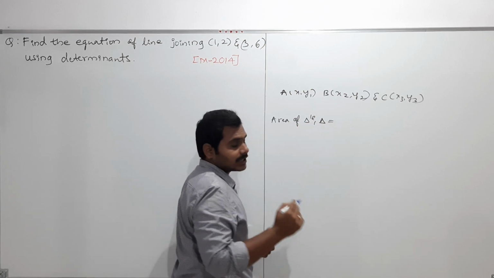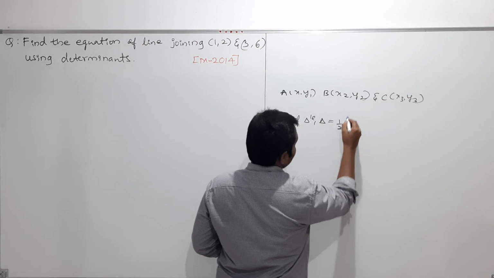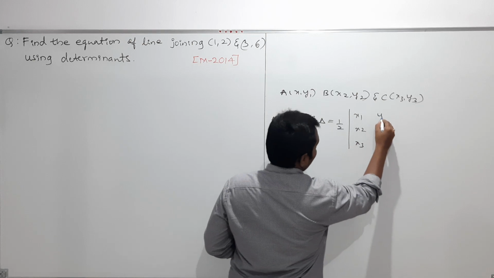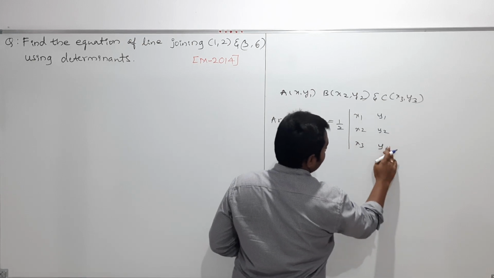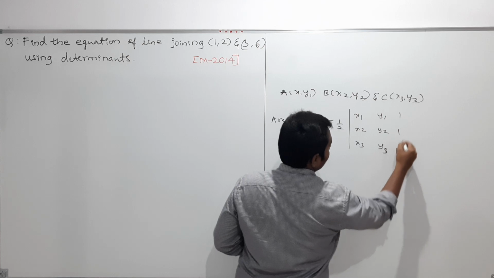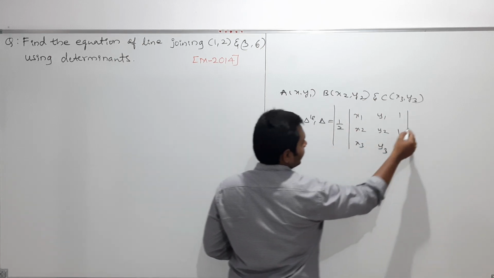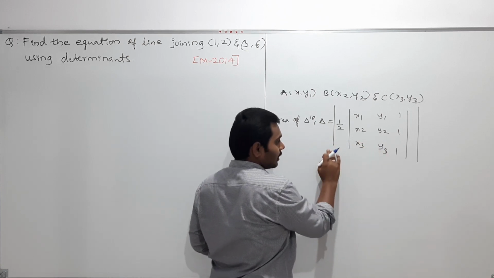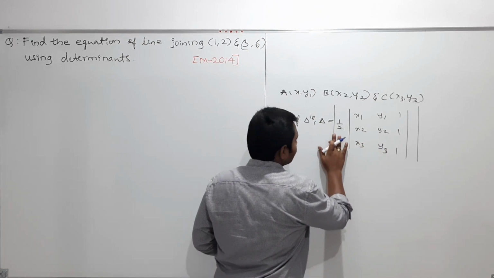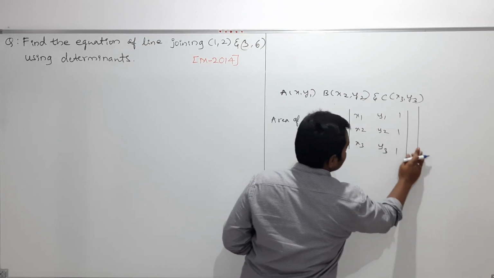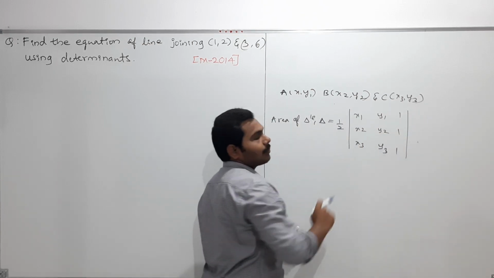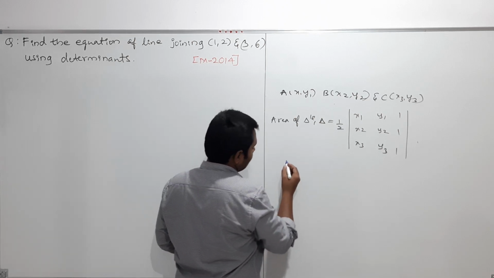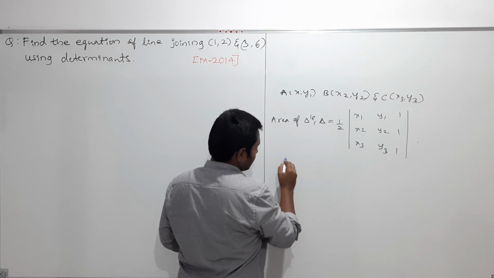triangle in terms of the determinants is given by the formula, that is half into the determinant with rows x1 y1 1, x2 y2 1, x3 y3 1. So this is the mod of, you can take it as half into mod of this value. I don't write this mod, but you should understand that we should always take this area as positive. Clear? That we discussed.